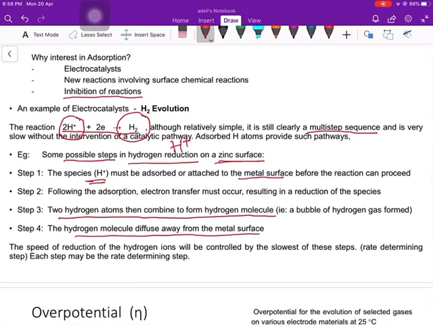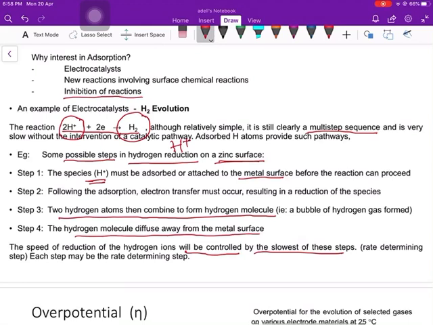The rate of the hydrogen evolution reaction will be determined or controlled by the slowest step among all the possible steps. There are 4 possible steps in this case. Let's say number 2 is the slowest step. The rate of the hydrogen evolution reaction will be determined or controlled by the second step, because the second step is the slowest step.